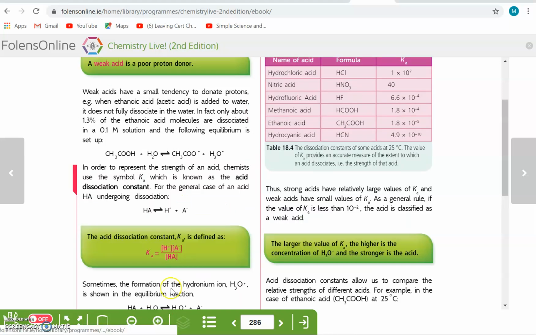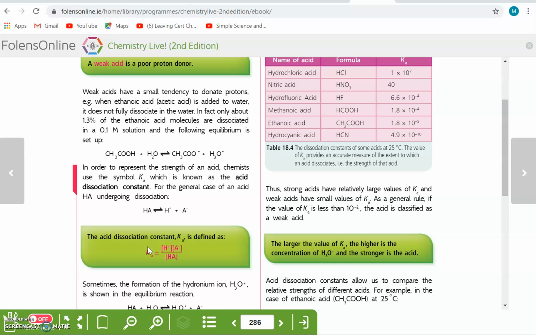Now what's important here is the more that this breaks up to produce your products, the more of these will be present. If there's more of them present in the top line when you write your Kc, or Ka in this case, the numerator will be bigger than the denominator, and that will make this a bigger value. So the bigger the value for Ka, the more it signifies dissociation. The smaller the value for Ka, the less dissociation occurs.